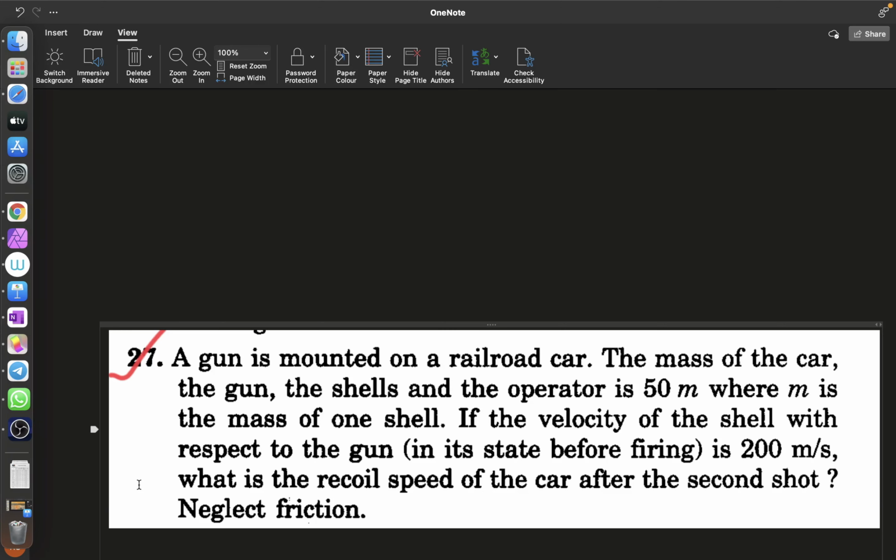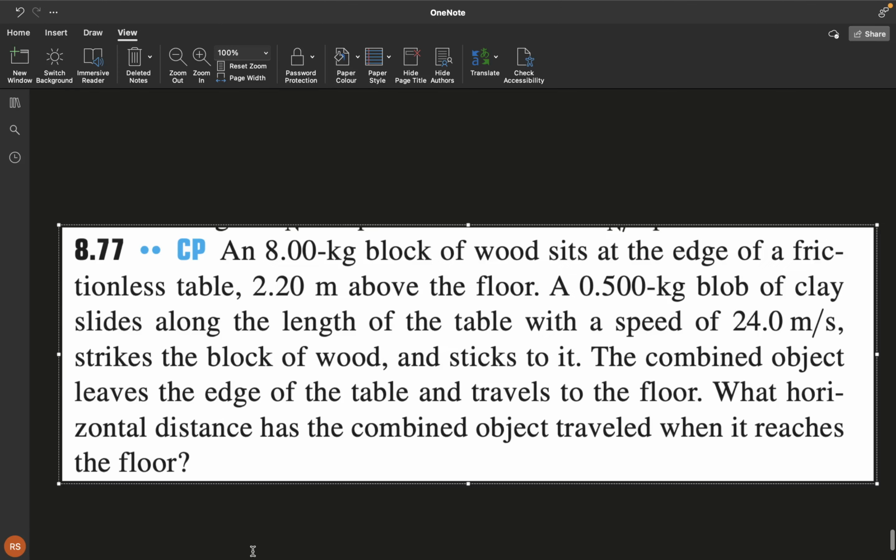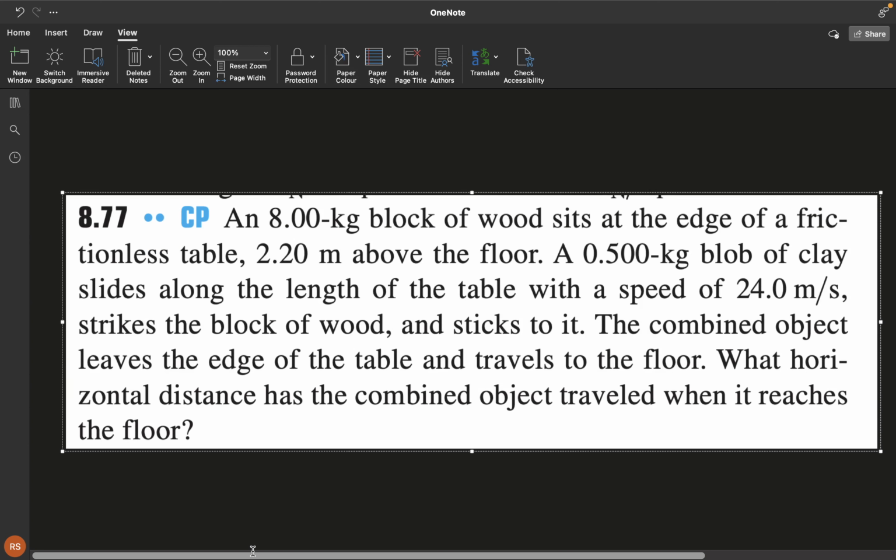So we handle the first question, which is given. I hope you can see the question now. 8 kg block. Let's check the question on the group. 8 kg block of wood sits at the edge of a frictionless table. These are simpler questions. Table is frictionless and you have a block which is sitting at the edge. 8 kg.